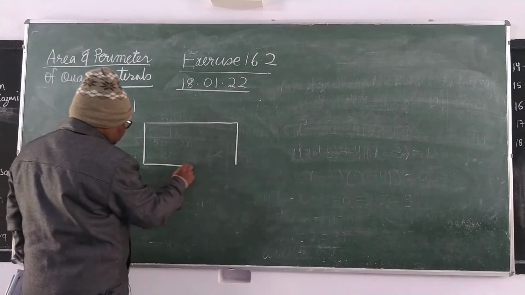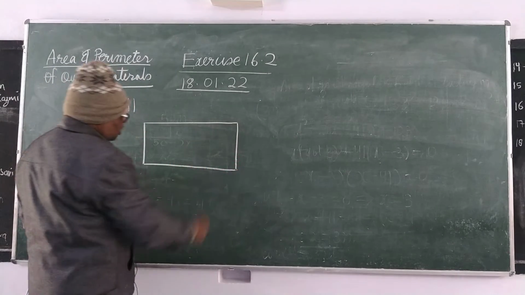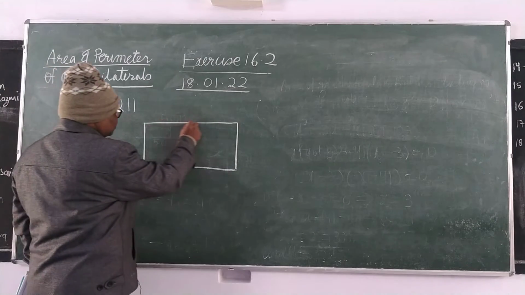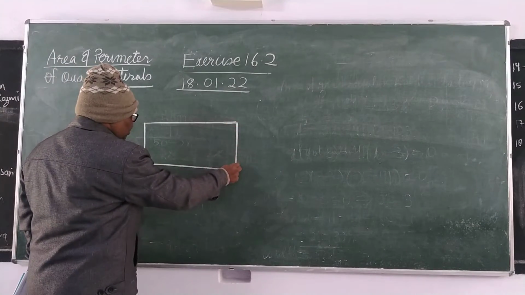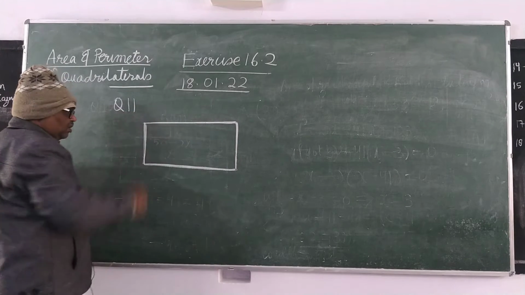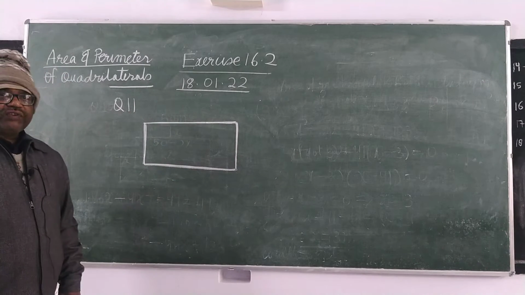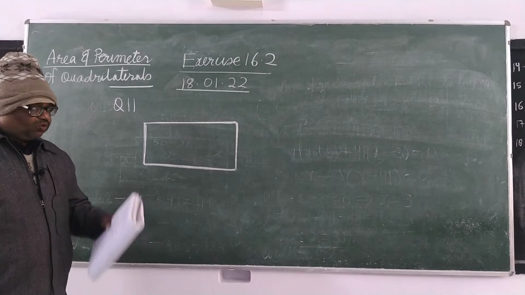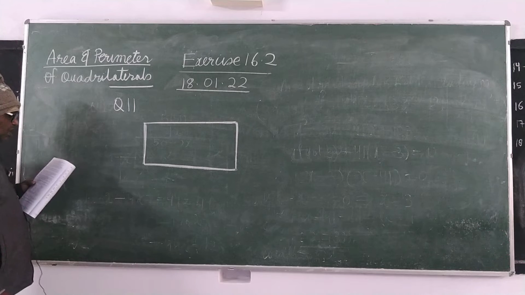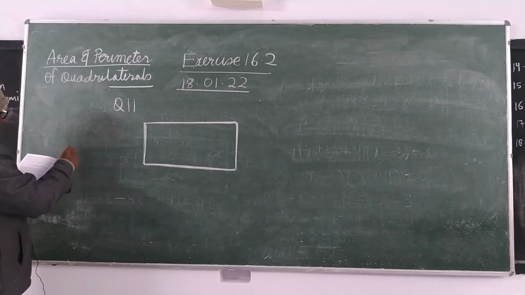Fence means it is the boundary. Fence is placed at the boundary. And what is boundary? This. What is the total length of boundary? It will be equal to the perimeter here, which you know 2 times of L plus B, because it is a rectangular garden.